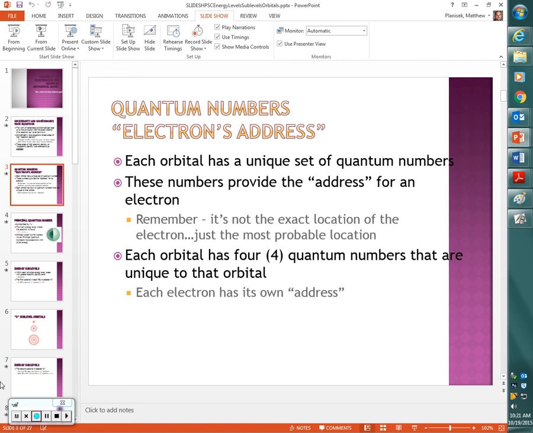What we want to do for the rest of today and maybe into tomorrow is talk about quantum numbers. And I think you guys wrote these down already, right? Okay. Yeah. Quantum numbers are like an address.